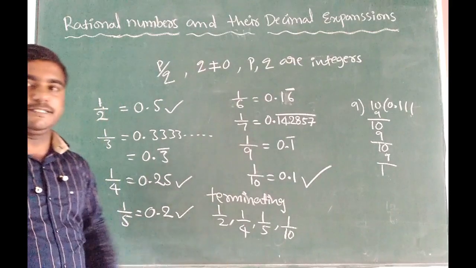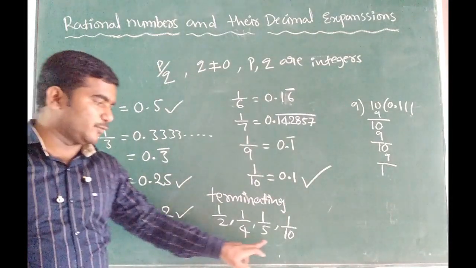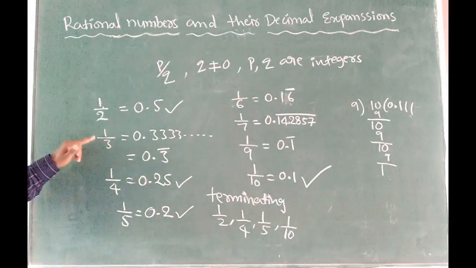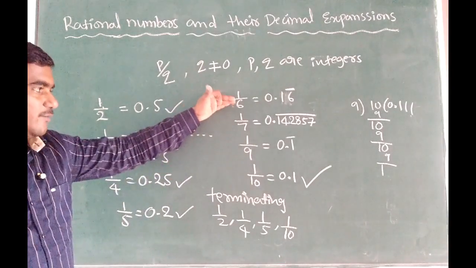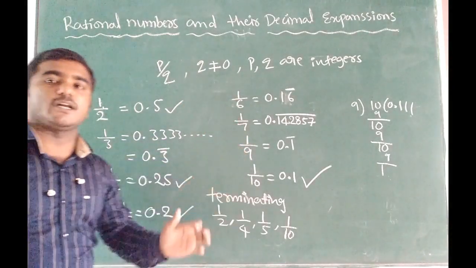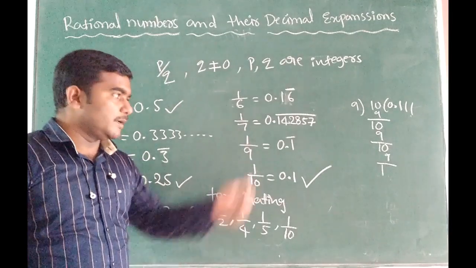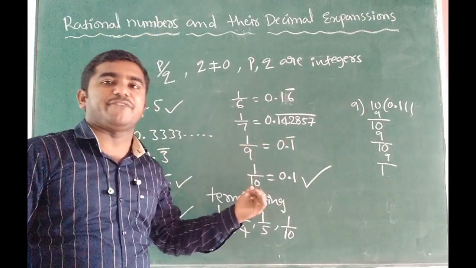Now what you observe here? 2, 4, 5, 10. See, the remaining are 1 by 3, next 1 by 6, 1 by 7, 1 by 9. These are not terminating. But it is repeating. See here, you can take any fraction.